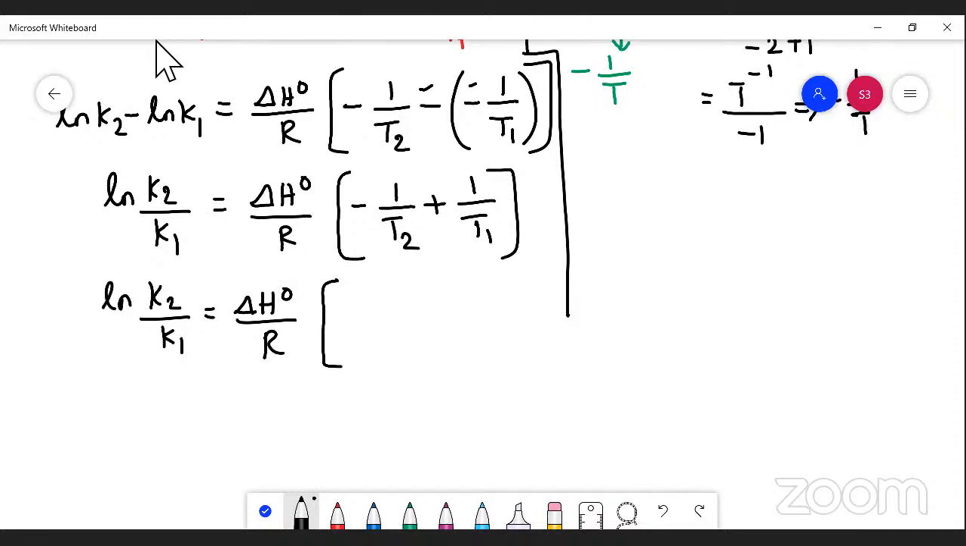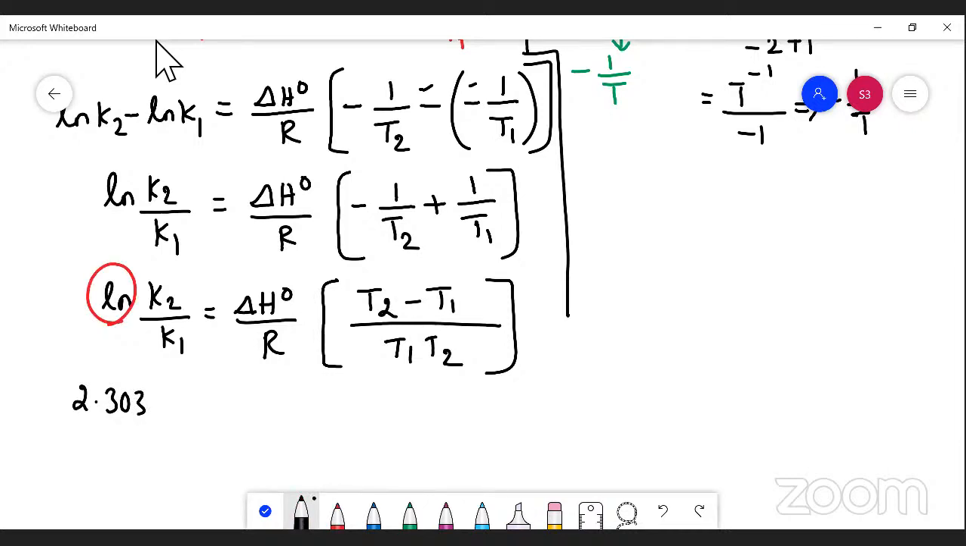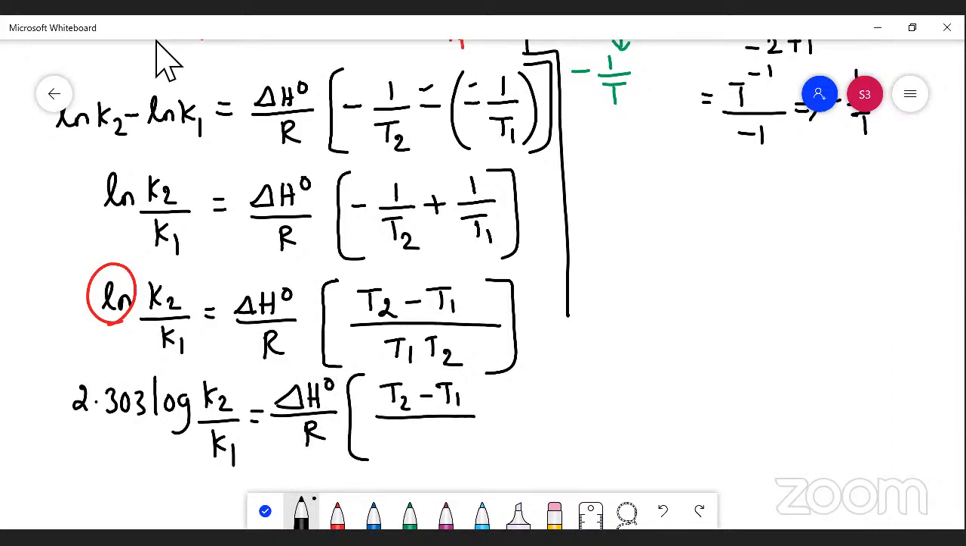And if you take an LCM, we get T1 and T2 as a common factor, taking this T2 minus T1, this becomes T2 minus T1 divided by T1 and T2. Now this is an expression in terms of ln values. Next step, I'm going to change this ln value into log. So we know how to convert ln into log: on multiplying with 2.303, we convert this ln value into log. So log of K2 by K1 will be equal to del H naught divided by R, and the same temperature term T2 minus T1 divided by T1 into T2.